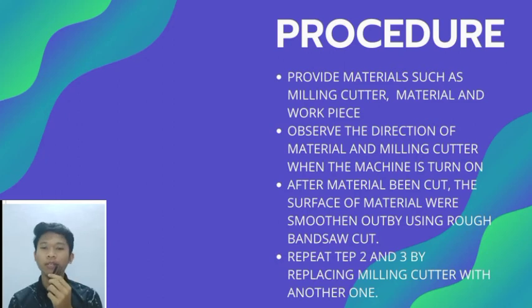Assalamualaikum warahmatullahi wabarakatuh. My name is Muhammad Syafiq bin Muhammad Nazri, and now I will present about the procedure of milling. First of all, the materials such as the milling cutter, material and table were provided. The direction of the material and the milling cutter were observed when the machine was turned on. After the material had been cut, the surface of the material was smoothed out by using the rod bandsaw cut. Lastly, steps 2 and 3 are repeated by replacing the milling cutter with another diameter milling cutter. That's all for me. Thank you.